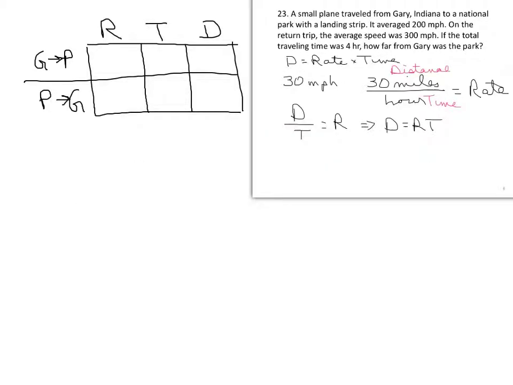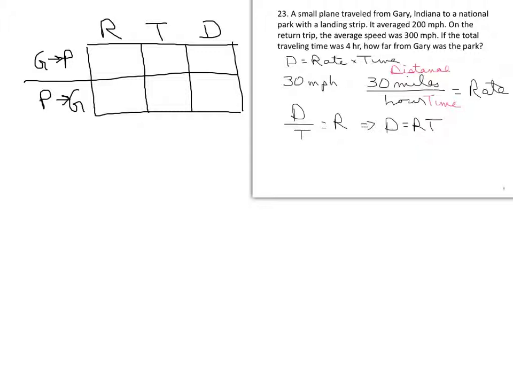So we set up another table, and this time we're going to say rate times time equals distance. It doesn't matter, you can put it in any order, but rate and time involve information you're given, and distance is what you want to find, so that's why I put it in this order. So our upper row is Gary to the park, and our lower row is the park to Gary.